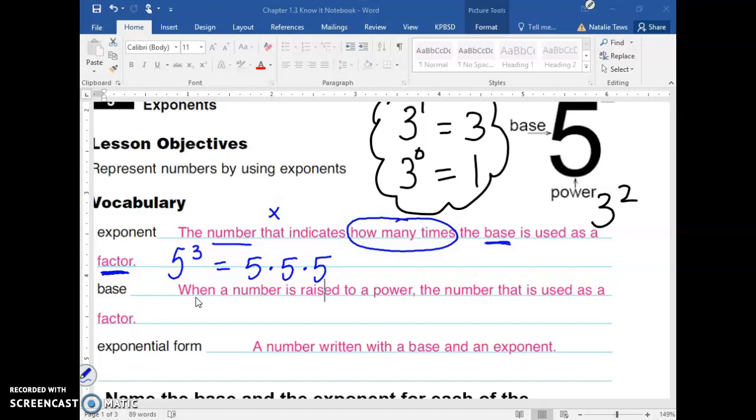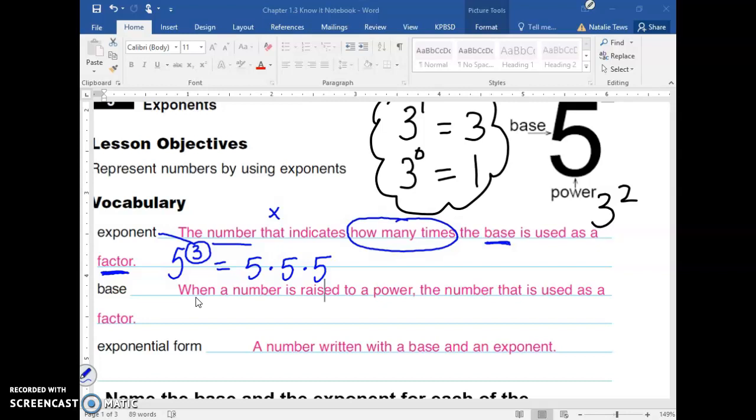Well, guess what? This 3 was my exponent. So the little number is the exponent. Okay, and notice it told me how many times to write my base. So my base was 5, and I wrote my 5 3 times. Okay, so this little number tells me how many times I'm going to write my base and how many times I'm going to multiply it.